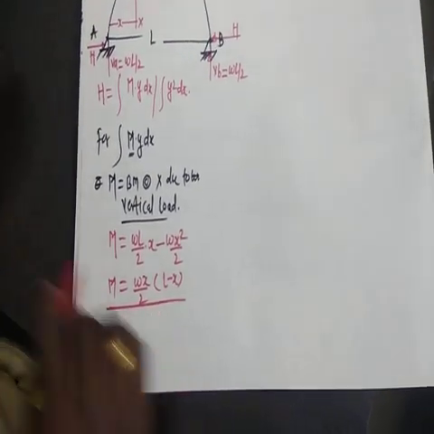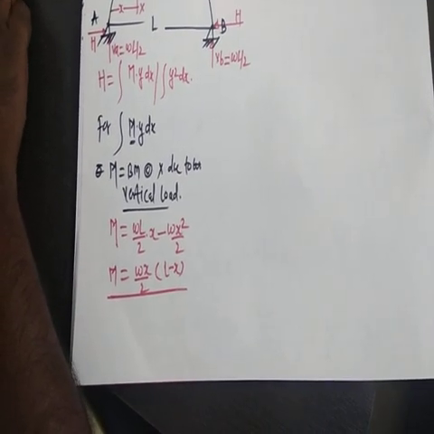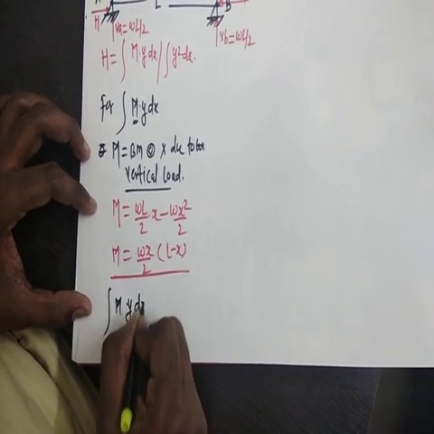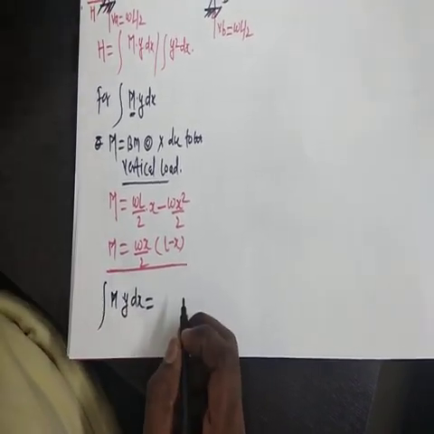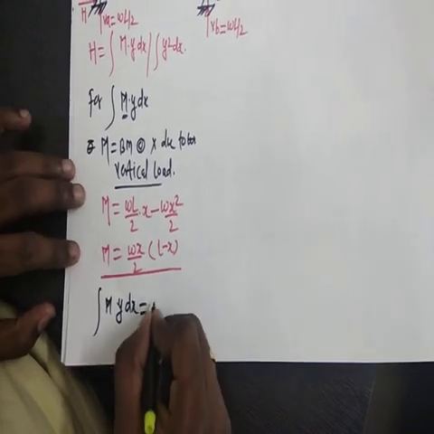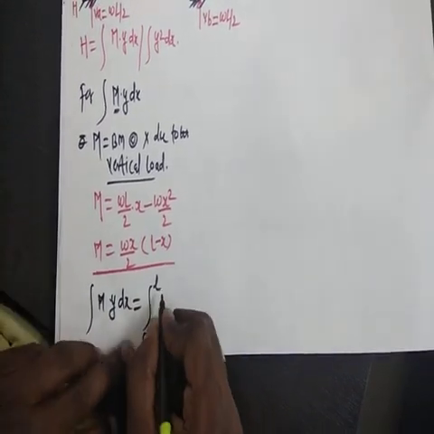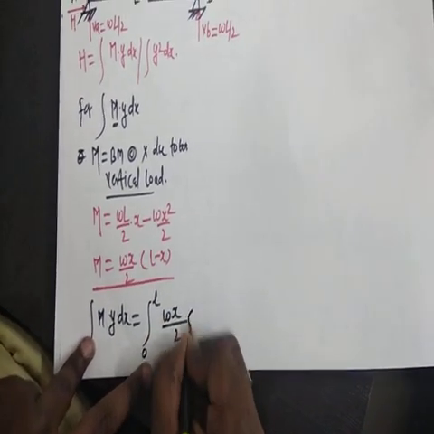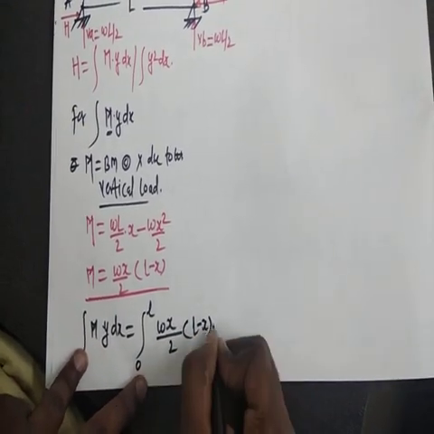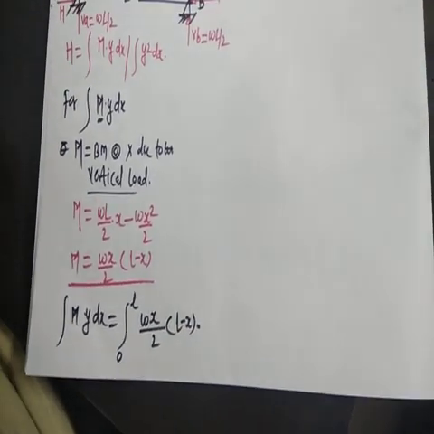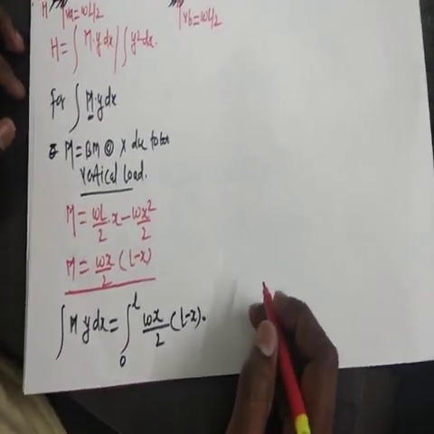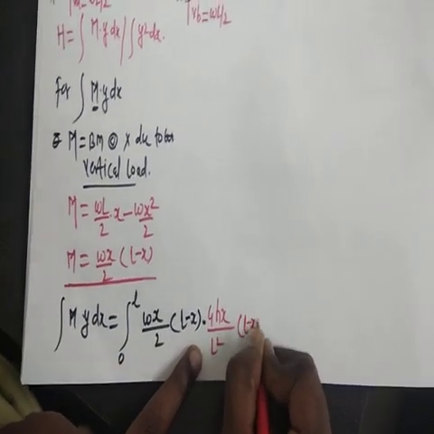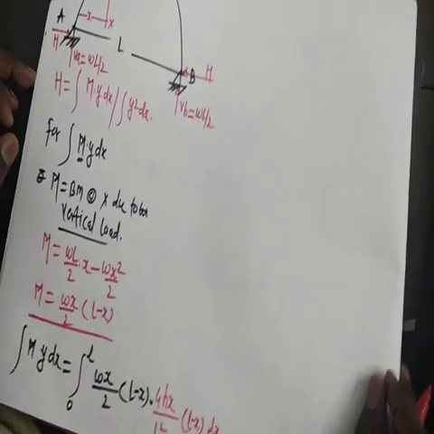Now the same value we have to put in the integration function, integration of m into y. So integration of m into y dx is equal to, as we have considered the total span, limits 0 to L, and we put the m value we calculated, Wx by 2 in bracket L minus X, and next y. Again this is a parabolic arch, so y is given by 4hx by L square in bracket L minus X, dx. Clear?